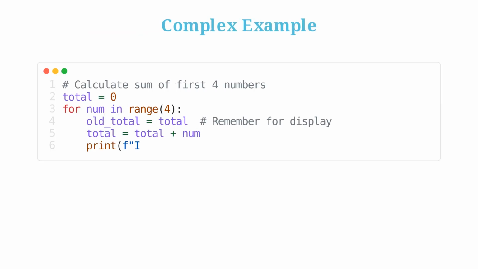Here's a more complex example. We're adding up the first 4 numbers, 0 plus 1 plus 2 plus 3. Notice how we save the old total so we can show the calculation clearly.